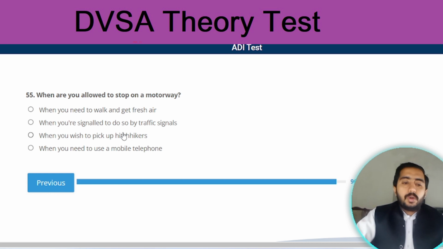Next one. Question number 55. When are you allowed to stop on a motorway? You are allowed to stop on a motorway when you are signaled to do so by a traffic signal. Option B is the correct option.